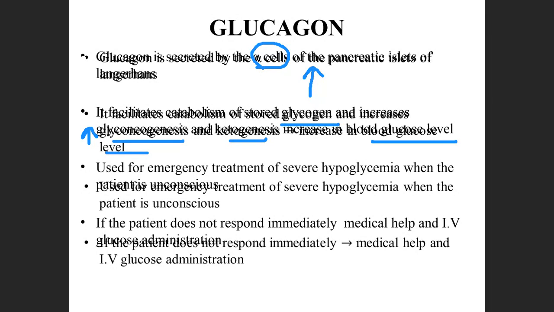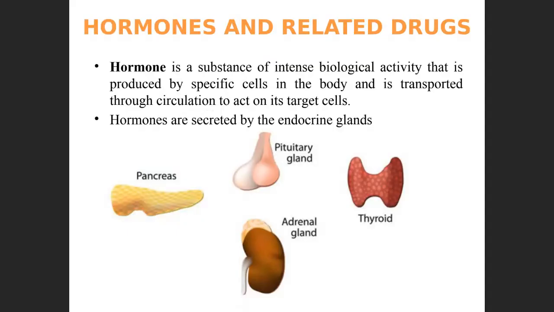This can be used in hypoglycemic conditions. So it is used in emergency treatment of severe hypoglycemia. If the patient is suffering with hypoglycemia, glucagon can be given. If the patient does not respond to this treatment, then medical help and intravenous glucose administration can be given to the patient. So that was about the oral anti-diabetic drugs.